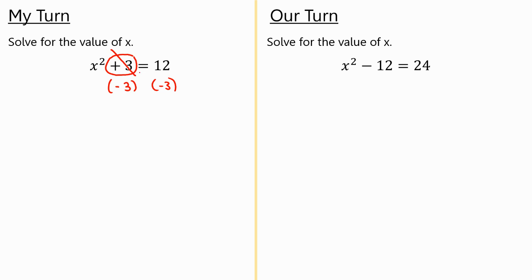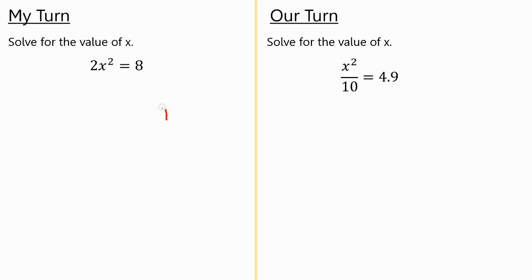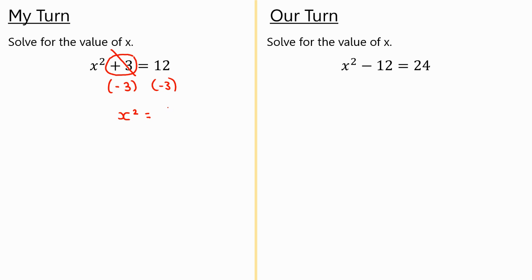Once we've done that, we can cross off this add 3 here, leaving us with just x squared on the left, and on the right we've got 12 minus 3, which is 9. Now, we've got the value of x squared. We want to solve for the value of x, so we need to get rid of this squared here. What is the inverse of squaring something? What is the opposite of squaring something? The opposite, or the inverse, is square rooting. So I'm going to square root both sides.